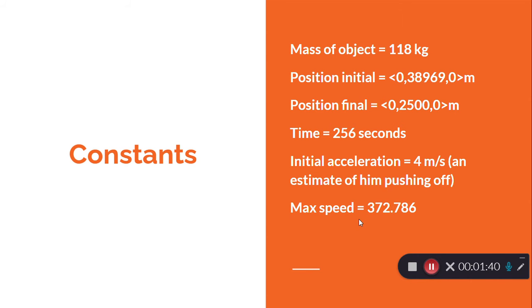Next, we have other constants. We have the mass of the object at 118 kilograms. We have the initial position. We have the final position. We have time at 256 seconds, max speed, and we have the initial acceleration, which is taken from an estimate of him pushing off.